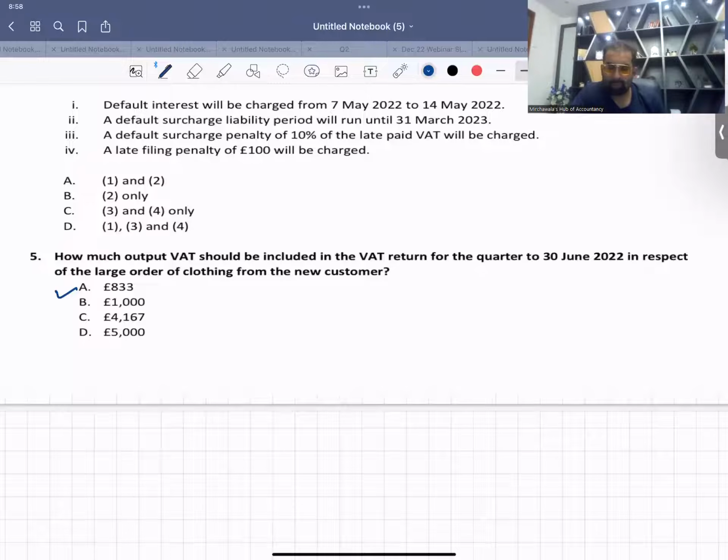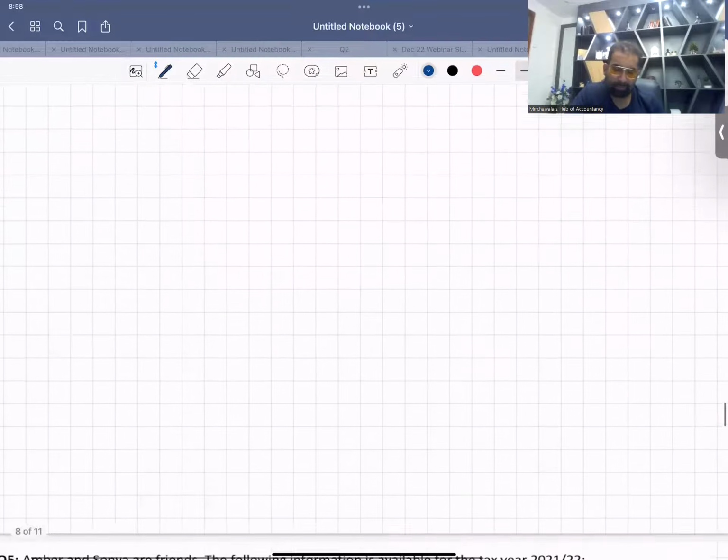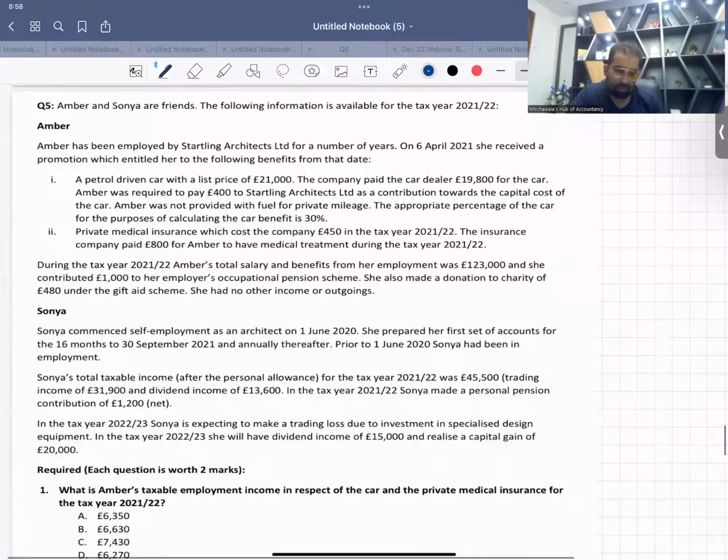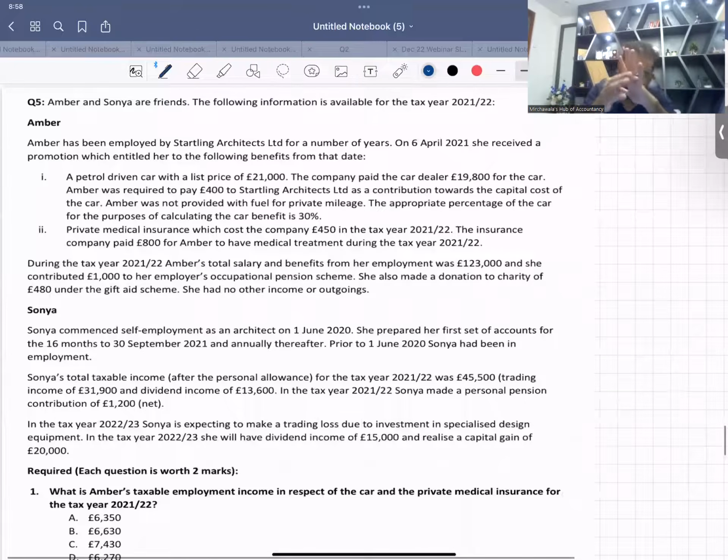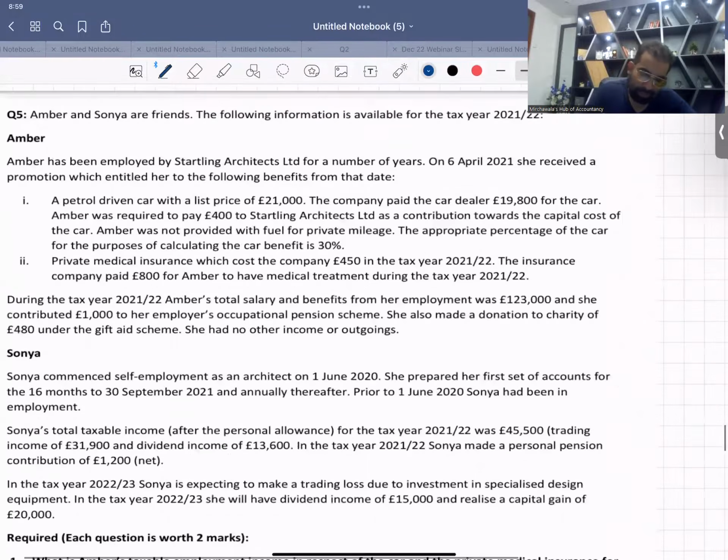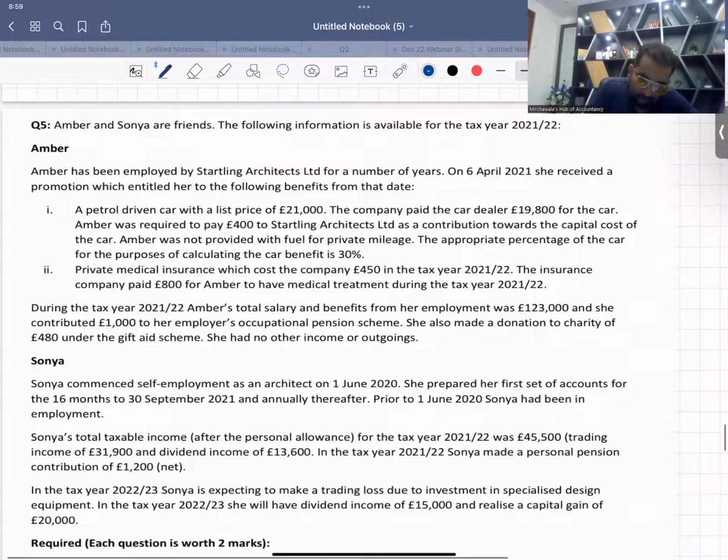Now let's move to the next one that is related to employment income. The next one relates to employment income and trading income. Amber and Sonia are friends. The following information is available for 21-22. Okay. Listen.